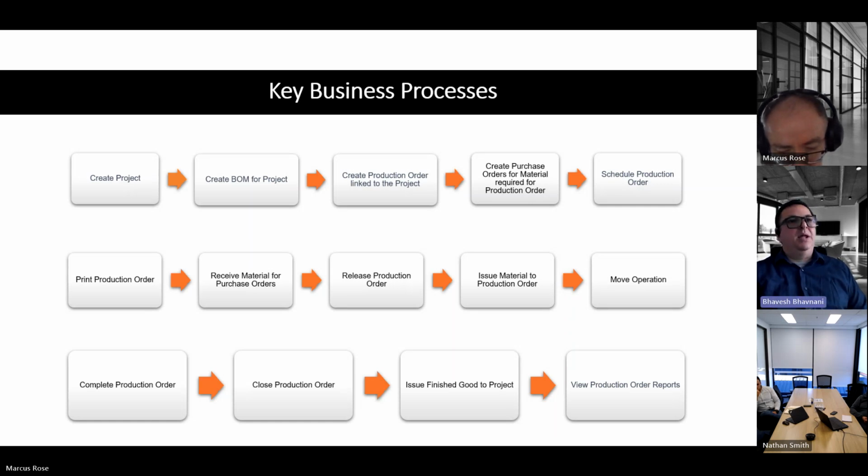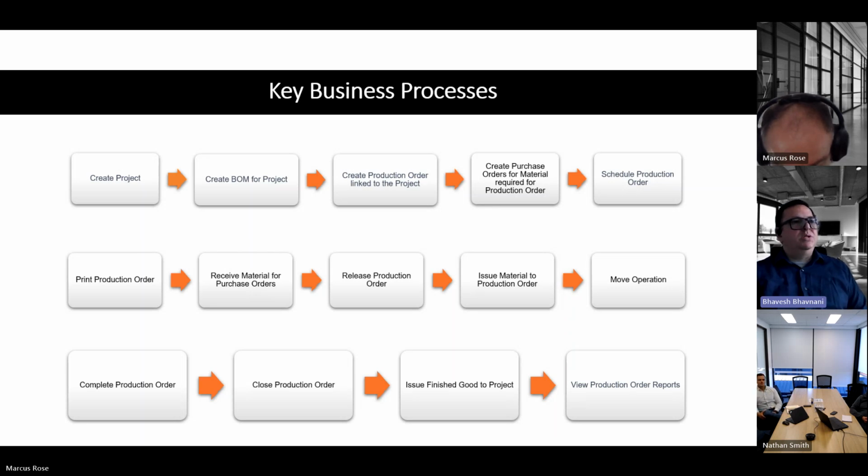Once the purchase orders are in place, I can go and do scheduling in the system, and the system, based on my bill of material, will schedule the dates for the different activities for that specific production order.